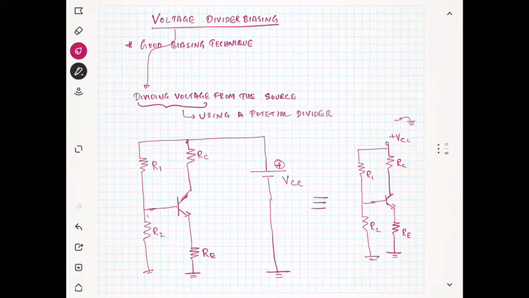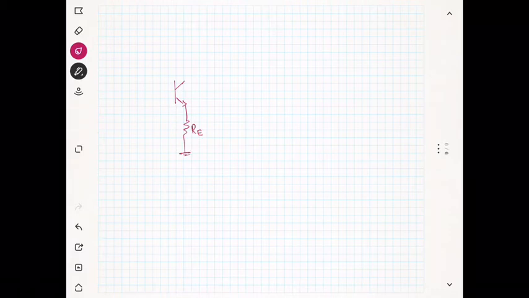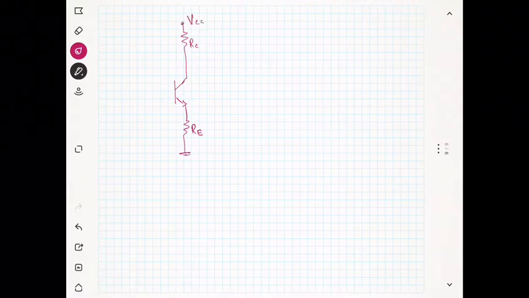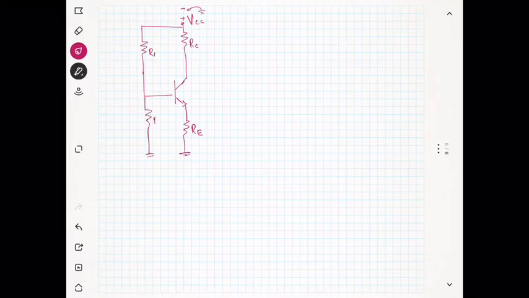Now we will see the characteristics of this voltage divider biasing. So let us draw the voltage divider biasing. From now on, I will be using this circuit diagram. You have an RE, you have an RC, and you have VCC. This is plus VCC, and you should understand that the minus is going to ground. I will not always show this minus, so it is understood. So we have a potential divider R1.